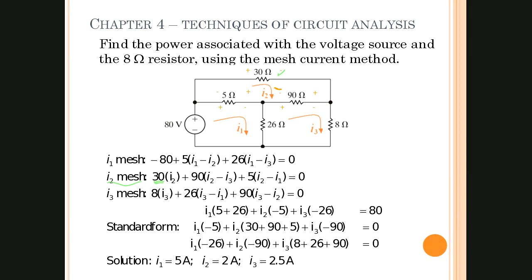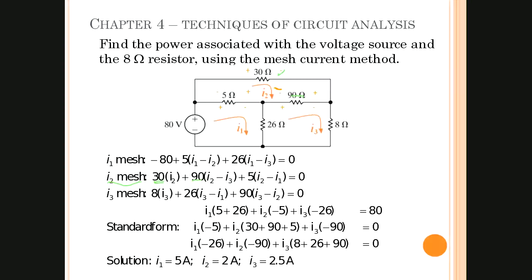But here we're going to go to the 90 ohm resistor, which is right here. And as you can see, the 90 ohm resistor is connected to two meshes, I2 and I3. So we're going to have to do the difference in current between those two meshes. So 90 ohms times I2, and again, since we're doing the I2 mesh, I2 is going to be positive, and I3 is going to be going in the opposite direction of I2, and so it's going to be 90 times I2 minus I3.